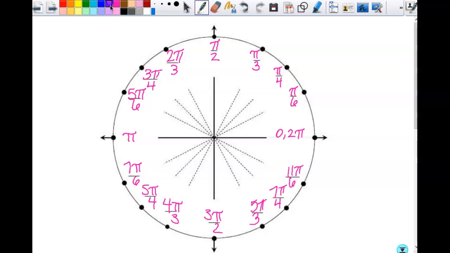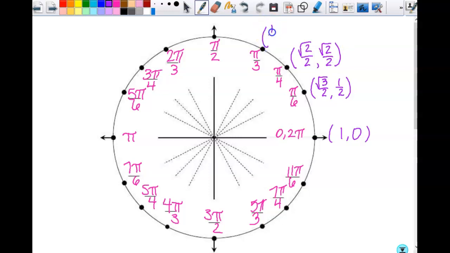All right, so then we go and we do all of our ordered pairs, right? So what is this one right here? 1, 0. So then here we can use our hand trick, right? So this is going to be the square root of 3 over 2, and then what? 1/2. And then this is going to be square root of 2 over 2, square root of 2 over 2. Then this is pi thirds, so this is 1/2, square root of 3 over 2. And what is this ordered pair? 0, 1.